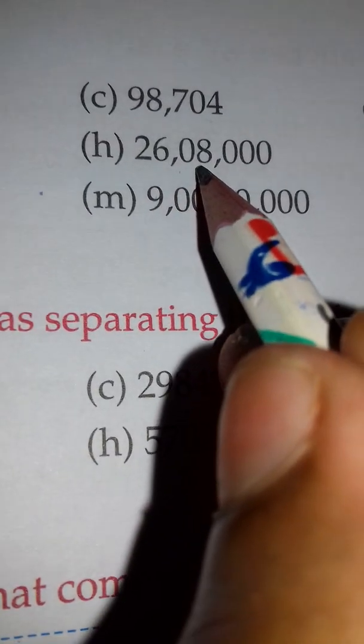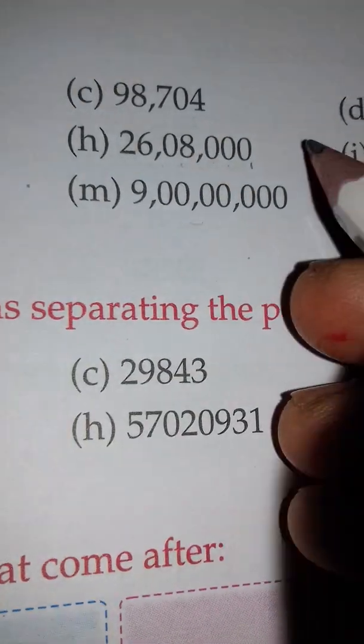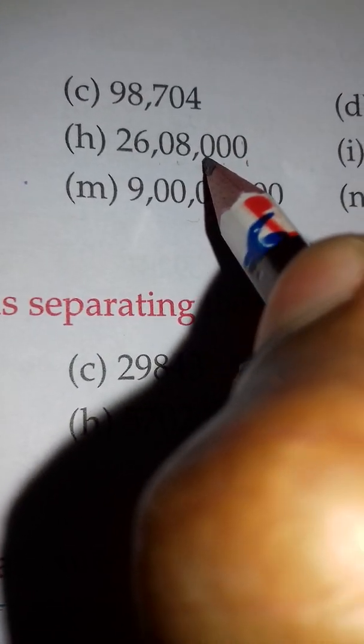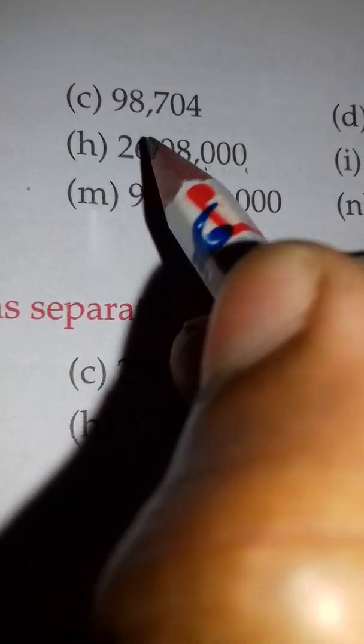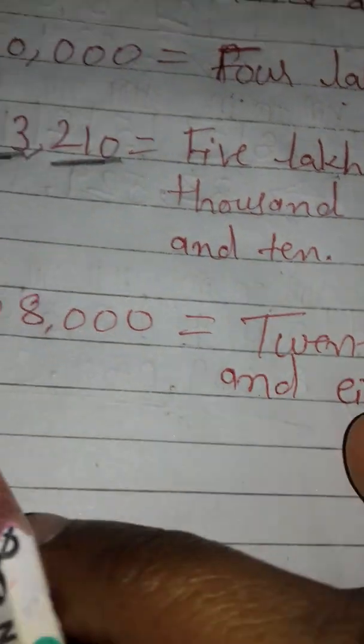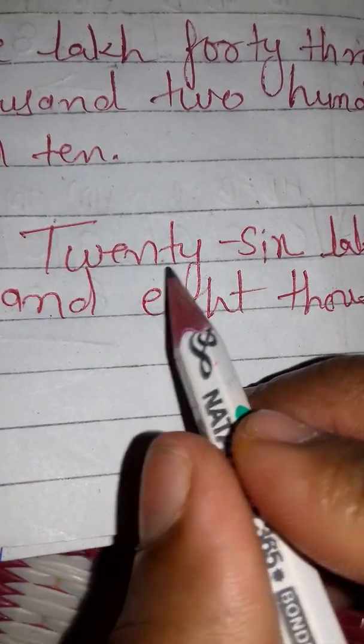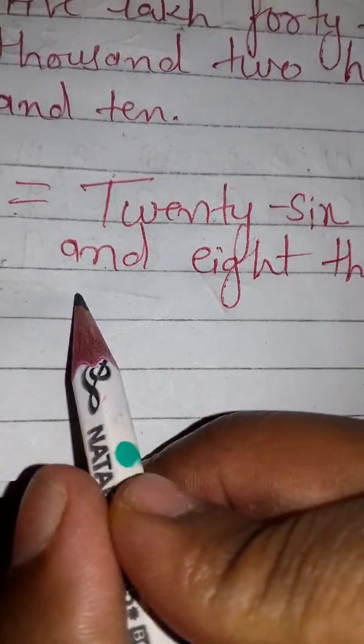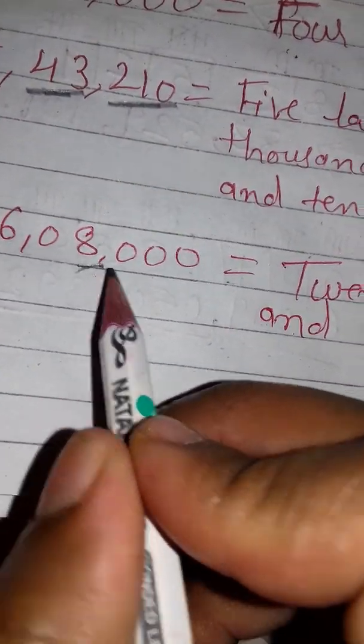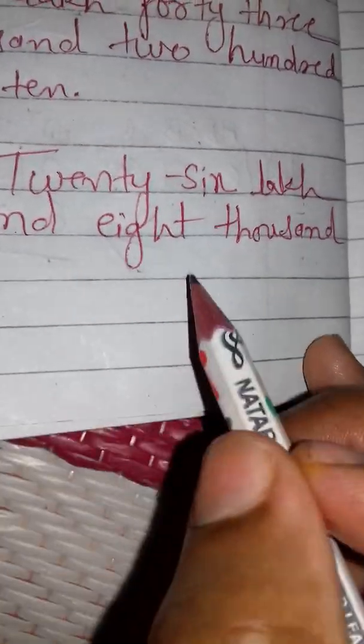H, 26,08,000. So how will we read it? Ones, tens, hundred, thousand, 10,000, lakh, 10 lakh. It means it shows till the 10 lakh place. So how will we read it? 26 lakh and only 8,000 is given. So we will write 26 lakh and 8,000.